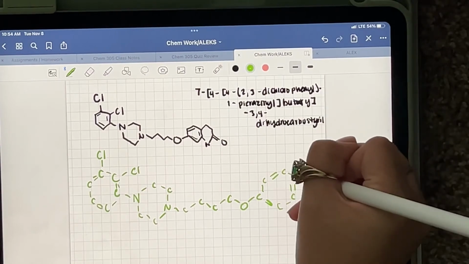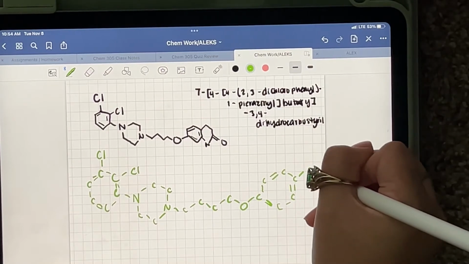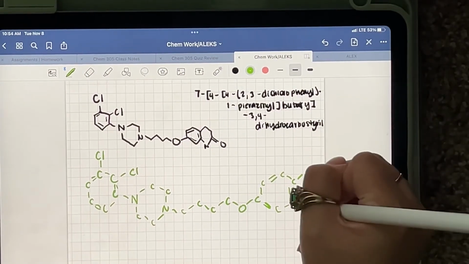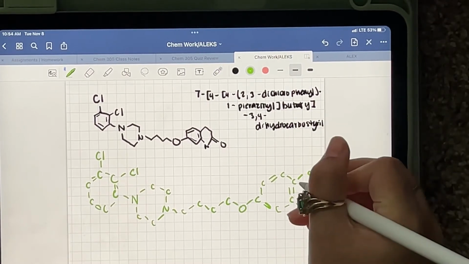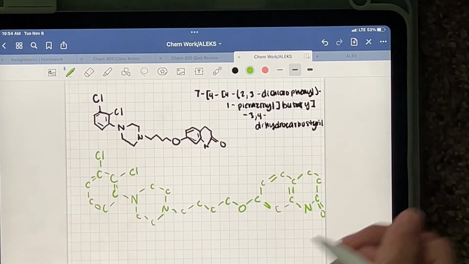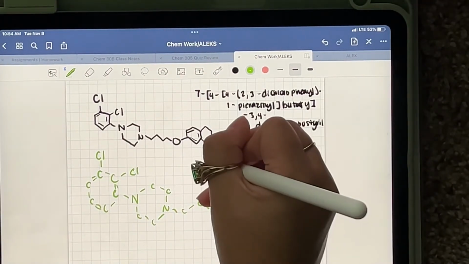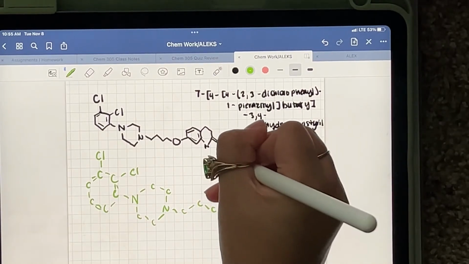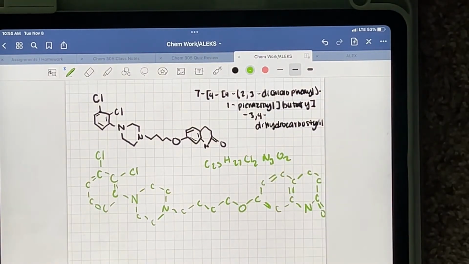And then we have to finish off this one right here. So this connects right here to another carbon. Then there's a nitrogen, and then a double bond right here to the oxygen, and then there's some double bonds over here too. Just right here. So then we have all these, and the molecular formula is C23H27Cl2N3O2. So we still have to add in the hydrogens because we know that in order to fill the octet there has to be 8 electrons.